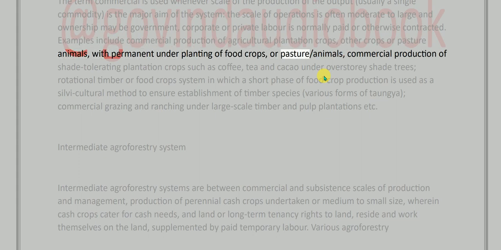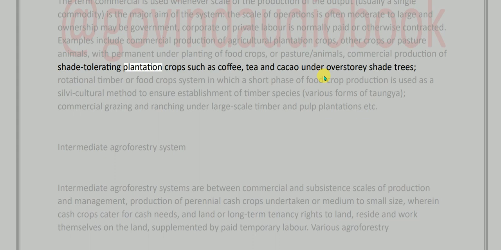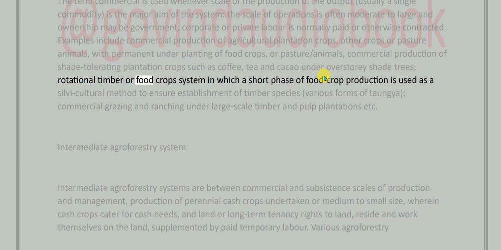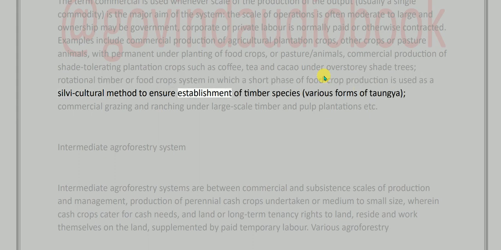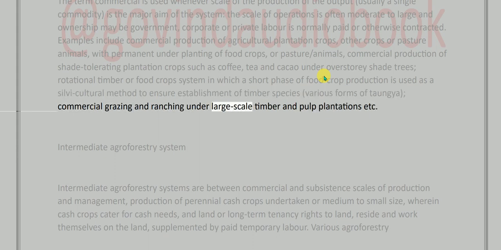pasture animals, commercial production of shade-tolerating plantation crops such as coffee, tea and cacao under overstory shade trees, rotational timber or food crops system in which a short phase of food crop production is used as a silvicultural method to ensure establishment of timber species, various forms of taungya, commercial grazing and ranching under large-scale timber and pulp plantations etc.